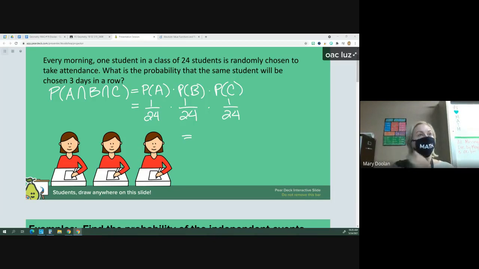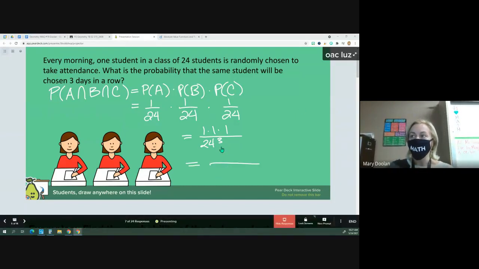And when you multiply fractions, if you forgot, you multiply the numerators, right? 1 times 1 times 1, and you multiply the denominators. 24 times 24 times 24, 24 to the 3rd power. You could think of it like that. You don't really have to write that intermediate step, but I just wanted to show you where our numbers are going to come from, because this denominator is going to be a really large number.